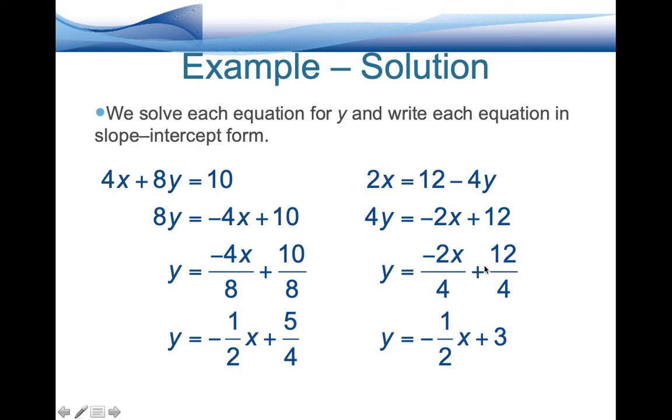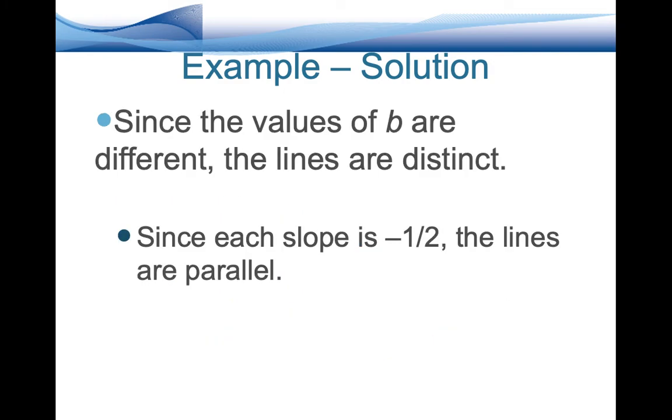Now we've got to divide both sides by 4 because we want to get rid of the 4, so we just have y. So negative 2x divided by 4, 12 divided by 4. Negative 2x divided by 4 is negative 1/2, and 12 divided by 4 is 3, which really doesn't matter. But look, this one has a slope of negative 1/2. That one has a slope of negative 1/2. So guess what? They are parallel to each other.